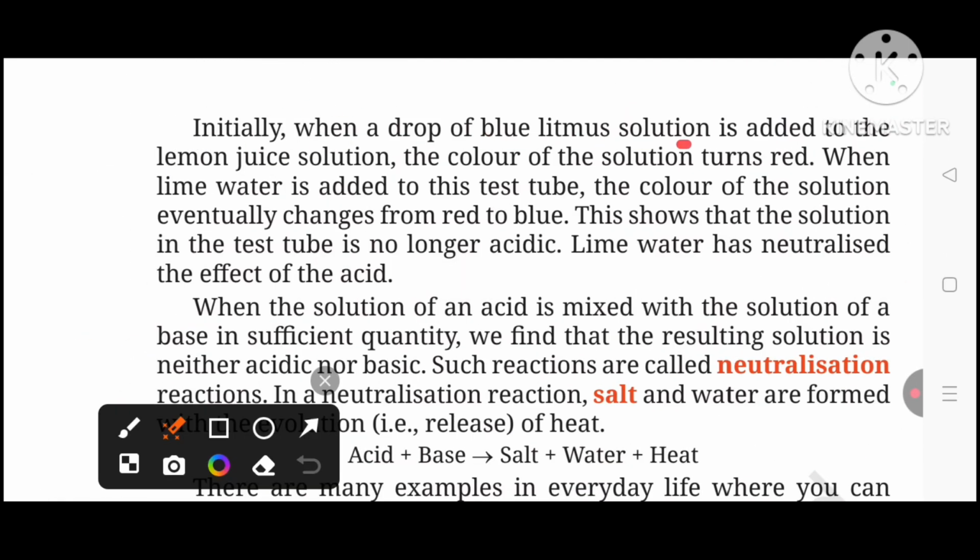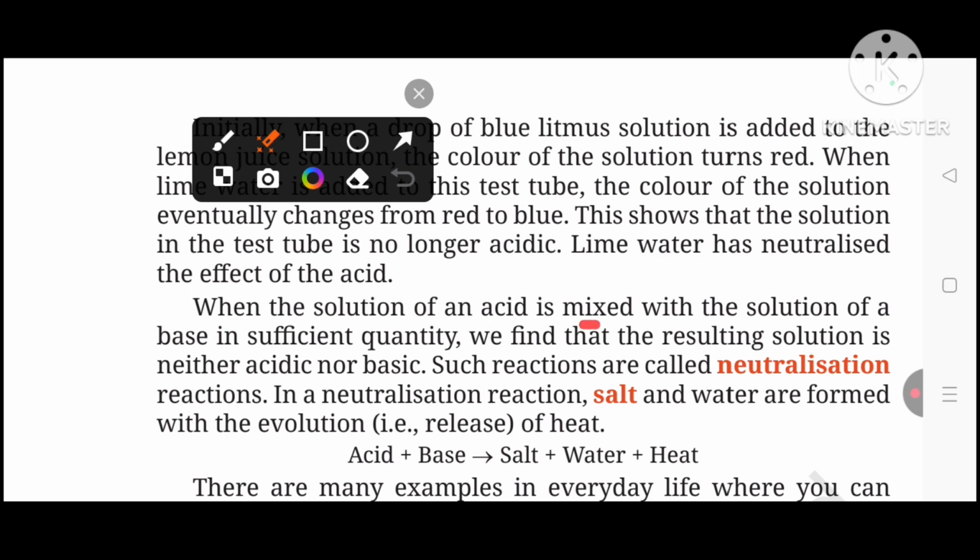Initially, when a drop of blue litmus solution is added to the lemon juice solution, the color of the solution turns red. When lime water is added to this test tube, the color of the solution eventually changes from red to blue. This shows that the solution in the test tube is no longer acidic. Lime water has neutralized the effect of the acid, that is, the lemon juice.